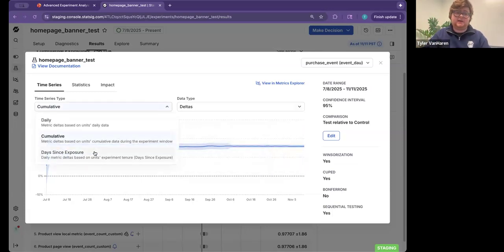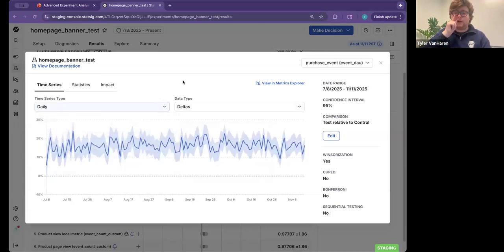The other ones that I find really handy are daily and days since exposure. Daily is for a specific day, how did test perform versus control. So this is pretty handy for understanding if there was some real world event, quote unquote, that impacted one of the experiments we're taking a look at, or the metrics of one of the experiments. In particular, versions that I have seen of this that have been useful to people have been, hey, we realized we shipped a bug to the test group on this particular day.